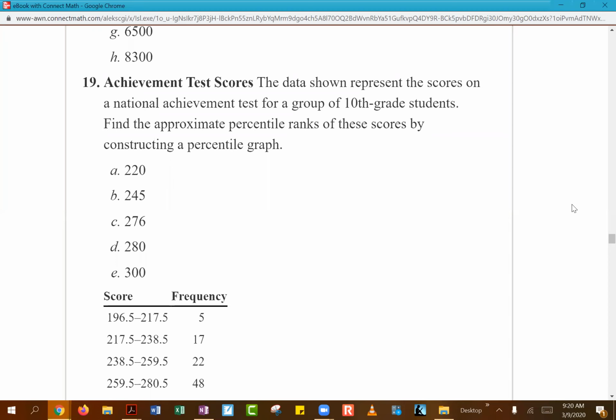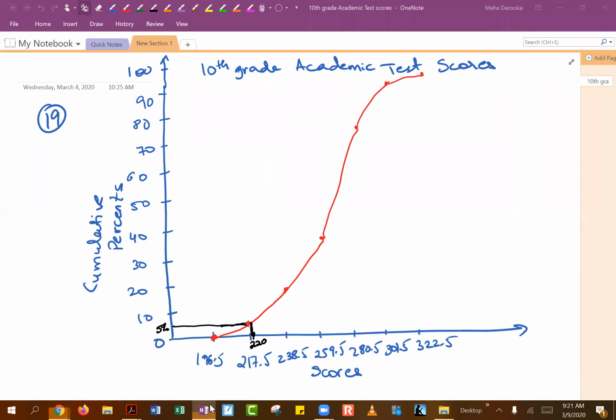Okay, so this was the example we were looking at. Again, remember this is scores on a national achievement test for a group of 10th grade students. And this is where I guess we were last time.